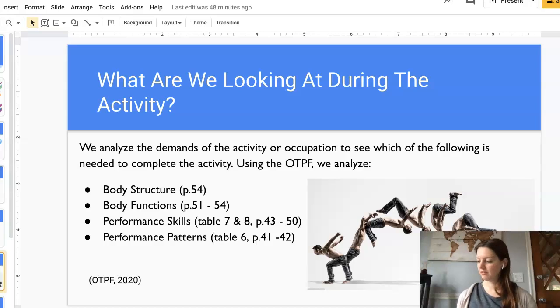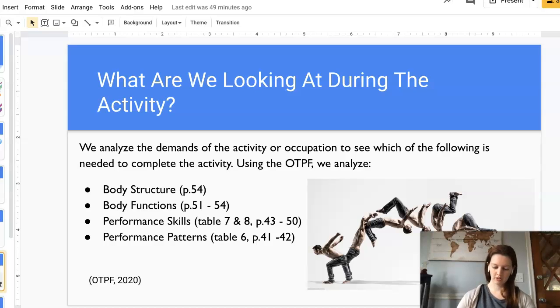So using the framework, again, I would have that with you so we can kind of do this together. We have body structures, which are on page 54. Oh, up there. Yes, they are. So body structures, we're talking about anatomical parts of the body, such as organs, limbs, their components. We're talking about the structure of the nervous system, structures related to eyes and ears, voice and speech, structures related to digestive, metabolic, all of that.